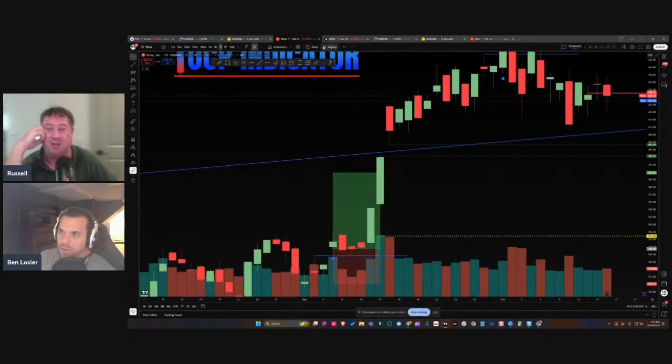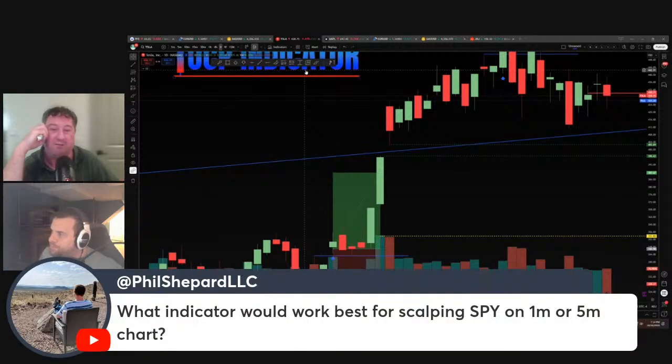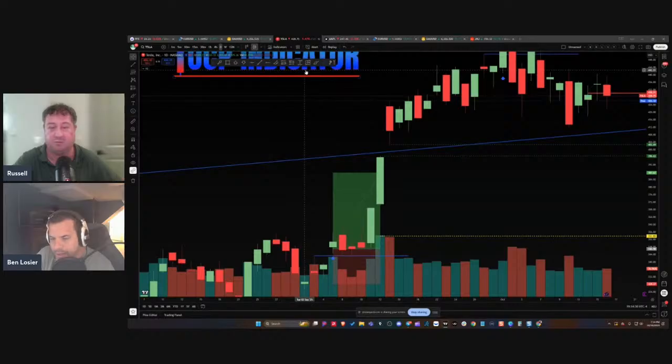Yeah, for sure. There's a lot of different ways you can do these. I found the OCP to be pretty good on SPY on the 1 and 5 minute. My friend Phil is asking, what indicator would work best for scalping SPY on the 1 or 5 minute? OCP seems really good, but do you have any other indicators that might be more specific to SPY on the 1 and 5 minute? So on the 1 and 5, I don't trade a lot on the lower time frames. But what I will say is that one of the systems that I like on the 15-minute is our TriTrader, and that thing is a beast.